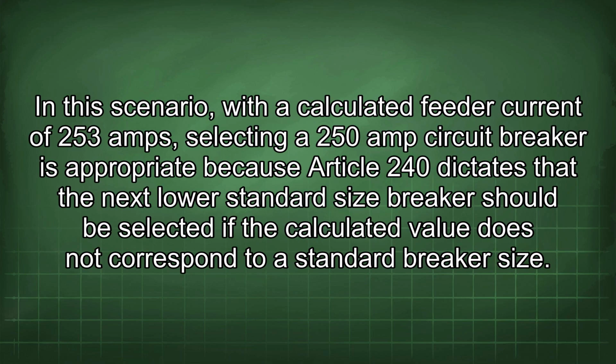In this scenario, with a calculated feeder current of 253 amps, selecting a 250 amp circuit breaker is appropriate because Article 240 dictates that the next lower standard size breaker should be selected if the calculated value does not correspond to a standard breaker size.